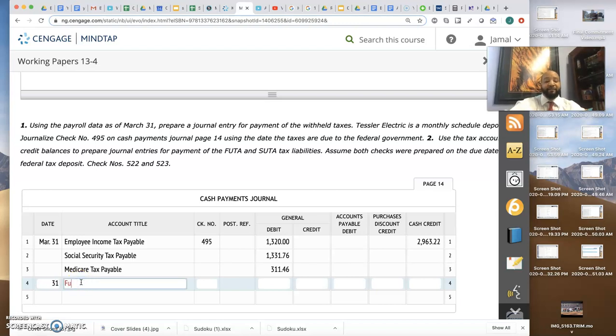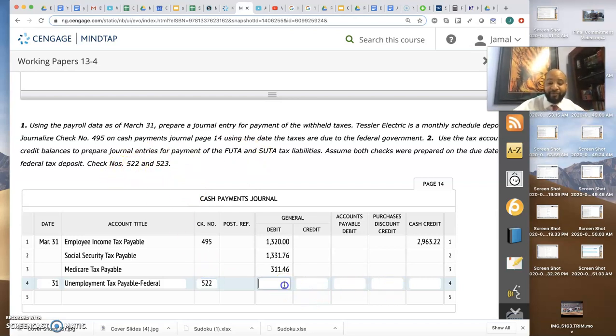We're just going to put in FUTA. Not FUTA, what are we going to put in? We need to put in the name. Maybe it's federal income tax. I don't know. It's unemployment tax payable. Federal. Boom. They told us the check number was going to be 522.